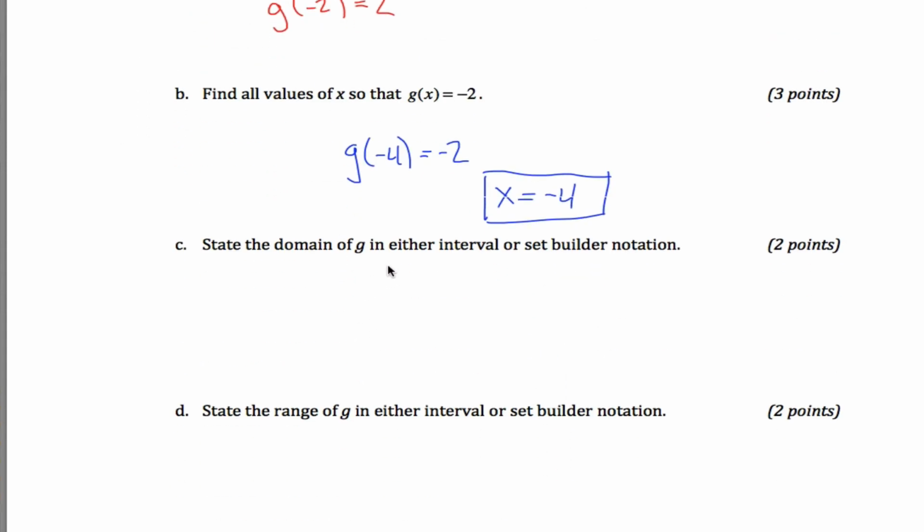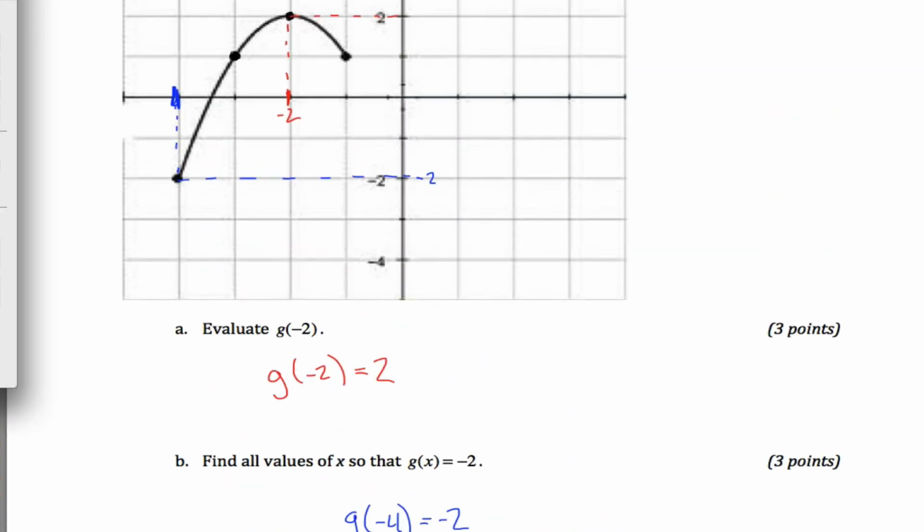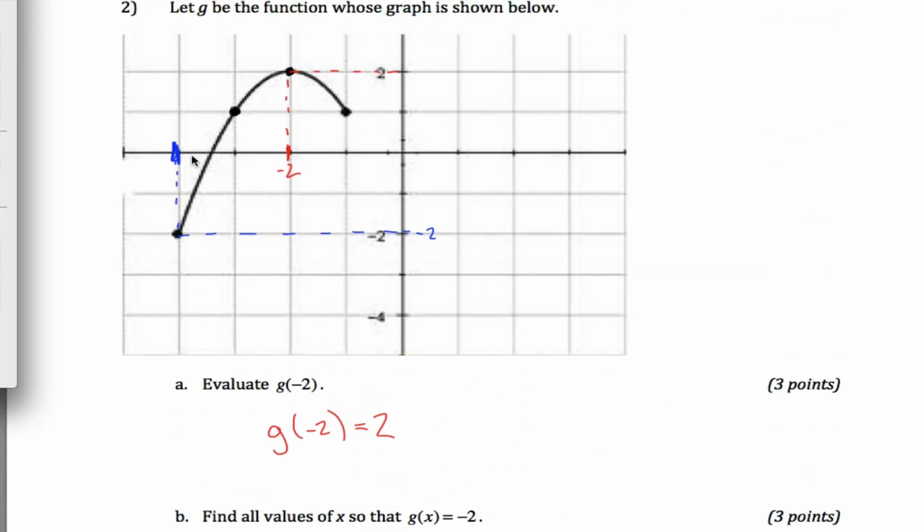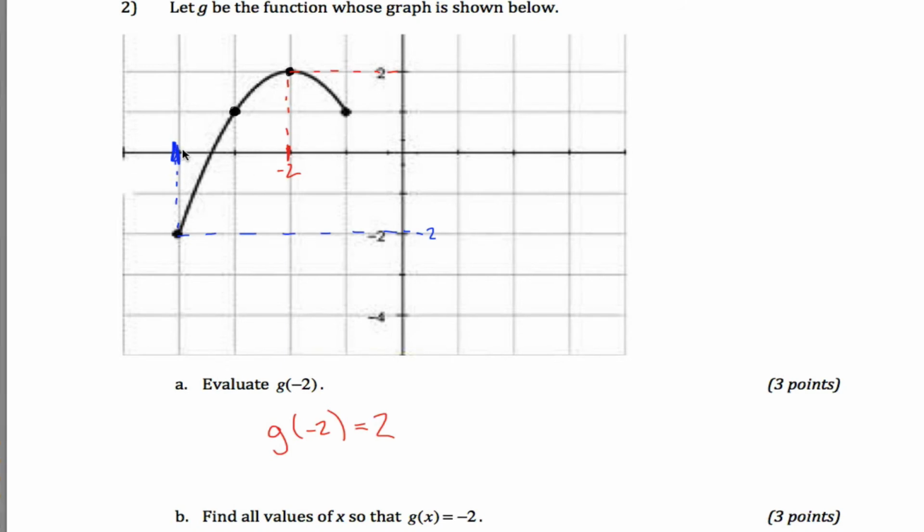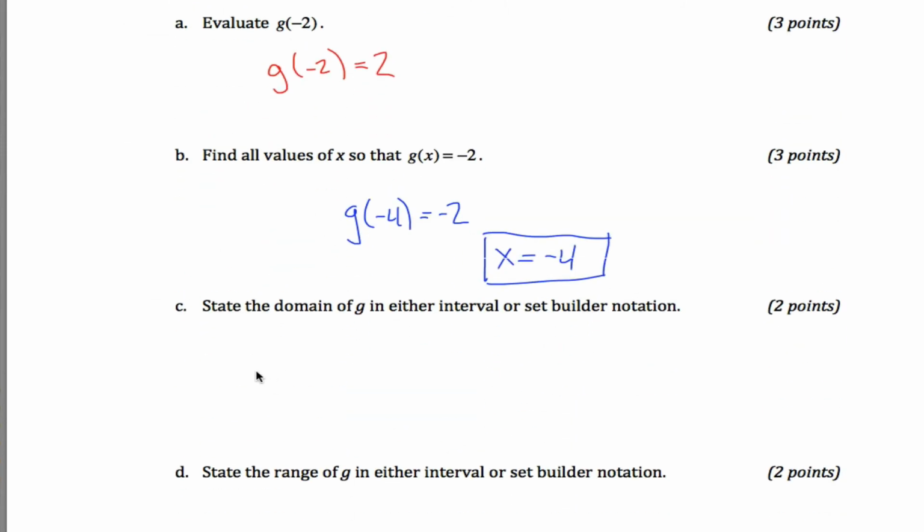State the domain of g, and you can use either interval notation or set builder notation. All right, to figure out the domain, what you do is you look at the picture and you kind of think about the shadow onto the x-axis. The domain are all values of x for which the graph has a corresponding height. So note that any x value between -4 and +1 has a height. It's a different height, but it's got some height associated with it. So what I want are all the x values from -4 to +1.